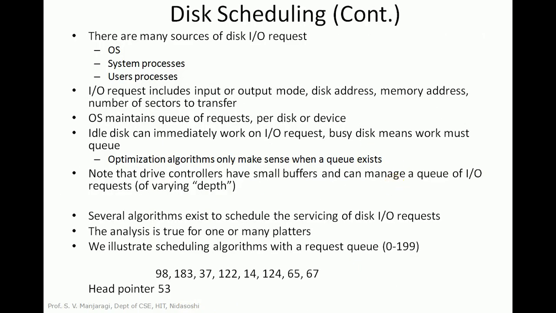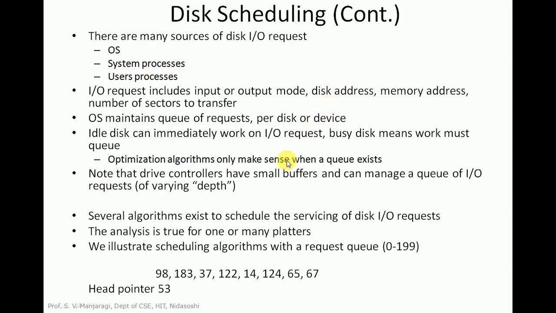There are many sources requesting the disk here. That is called disk IO requests, made by many sources in the system. It includes the operating system, system processes and user processes. An IO request includes the input or output mode, disk address, memory address and number of sectors to transfer.